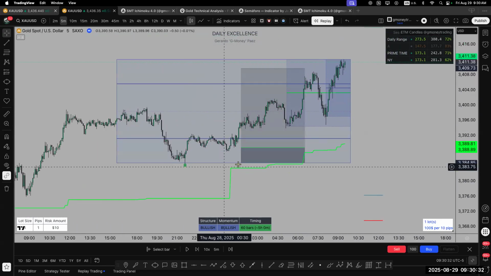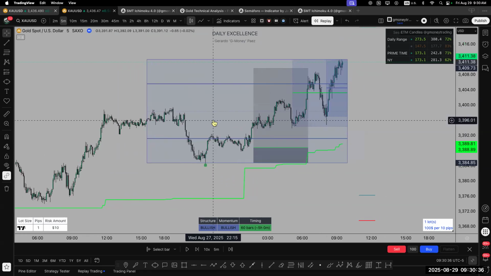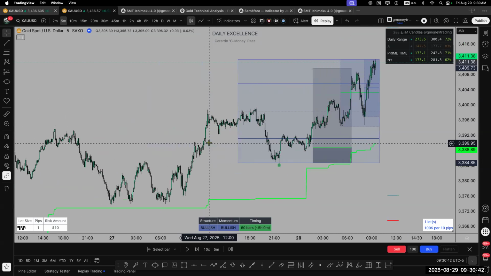But that right there, guys, this was a perfect setup. A perfect movement of how momentum was down first, reestablished itself bullish, and then boom, up it went.